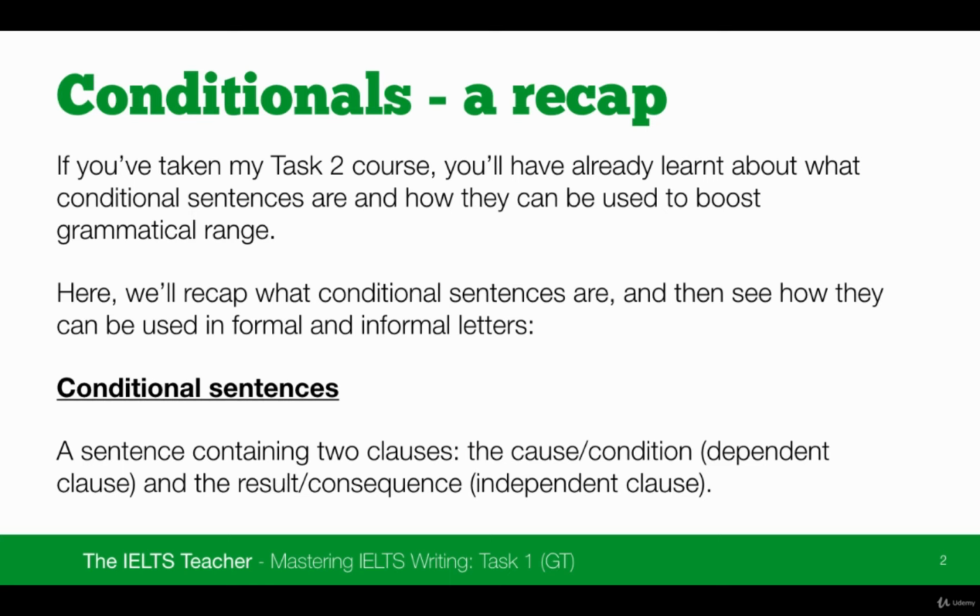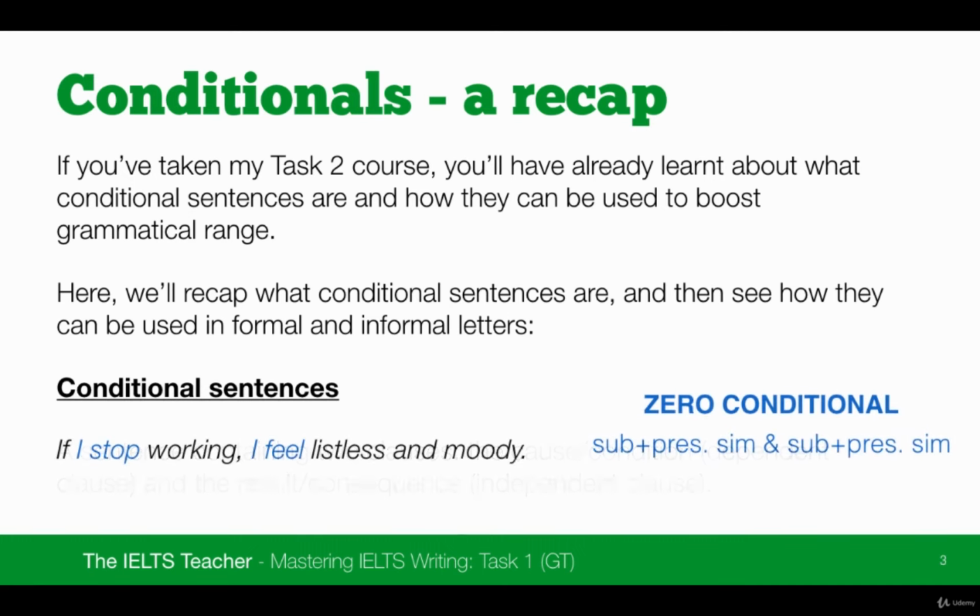But there are four main kinds of conditional sentences, and the first of those is a zero conditional. A zero conditional is generally used to talk about a general condition, something that happens usually or always. So we often use them to talk about laws of nature in physics, for example, but also feelings if they happen automatically and regularly, like: if I stop working, I feel listless and moody.